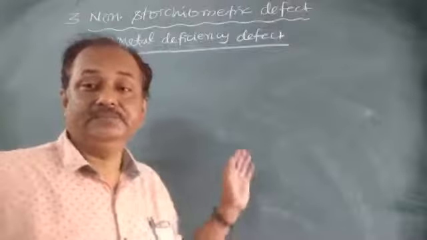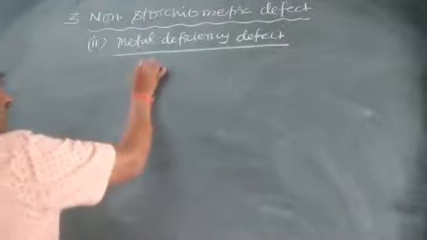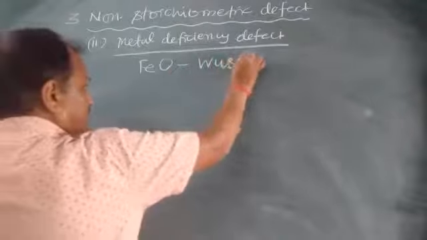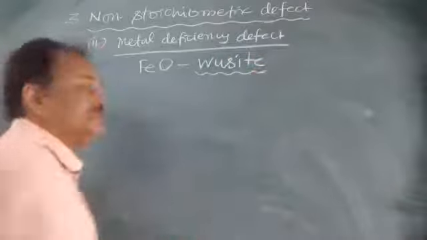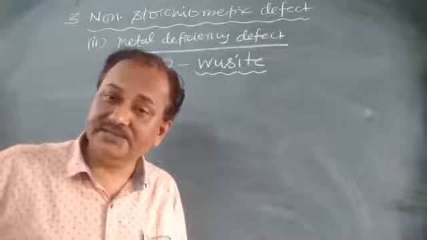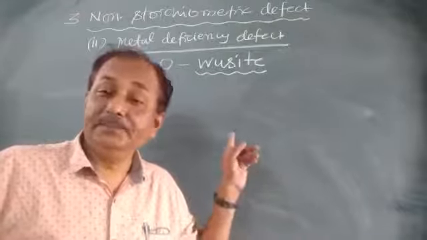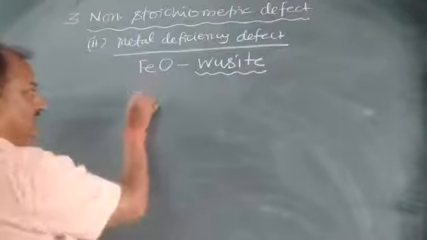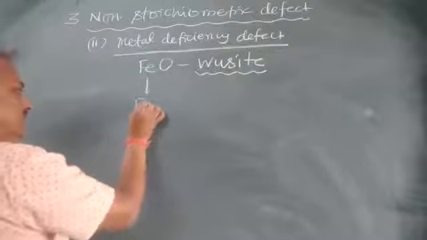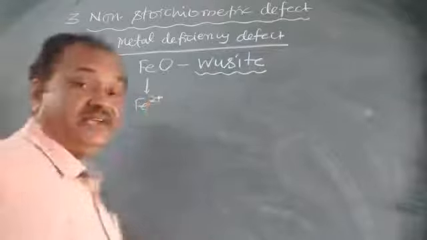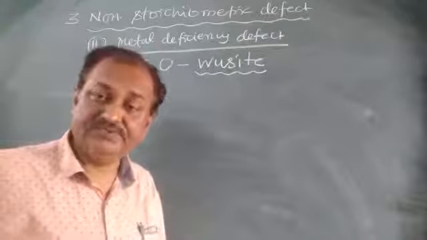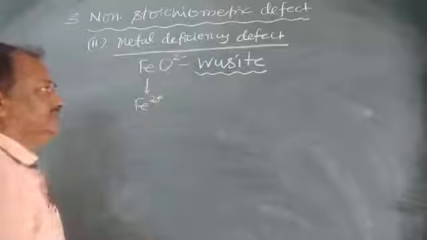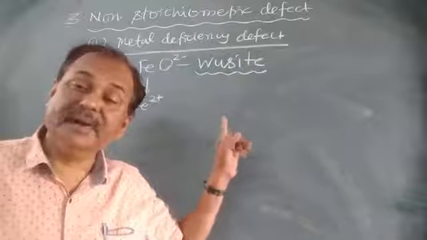Now, another example in this is FeO. FeO is commonly called wustite. It is not a pure solid. It is also an impure solid. So what do we mean? Here there is Fe2+, and oxygen is in the form of oxide, 2 minus.